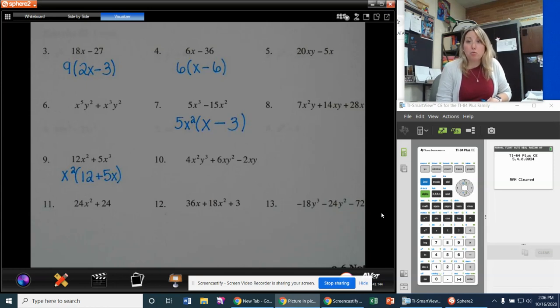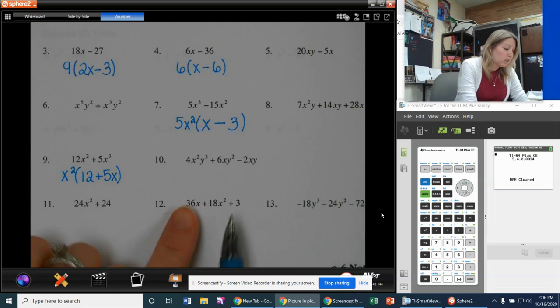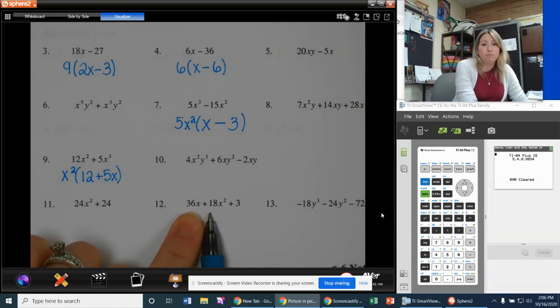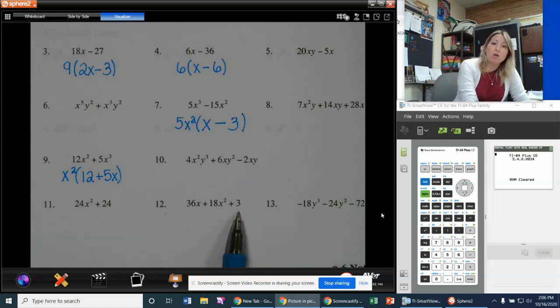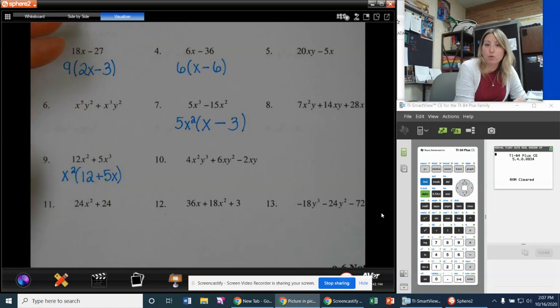Let's go down and look at number 12. Okay, first of all, when we do see these, we're going to rewrite in descending exponential order. I'm not going to do it right here. It's not really necessary because I'm not solving an equation. But if I were to try and solve something, I would want descending exponential order. So just in the future, know that I would reorder those.